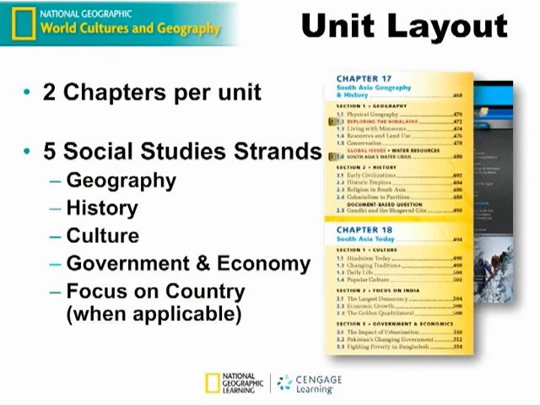World Geography and Cultures incorporates the 5 strands of social studies into each unit. Geography and history will be covered in the first chapter, while culture, government, and economy will be the focus of the second chapter. The focus on country will only be included in some of the units.